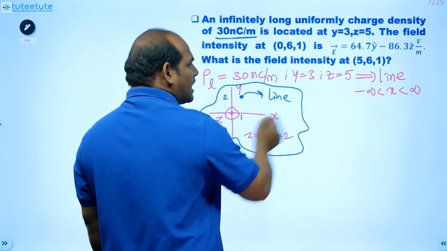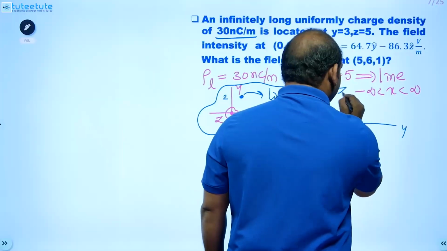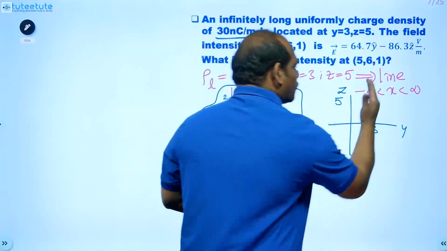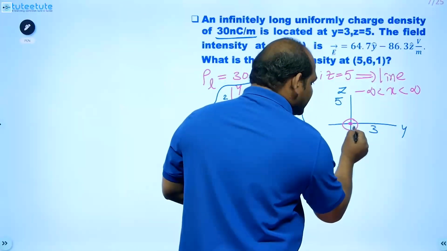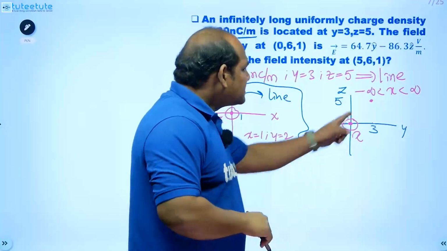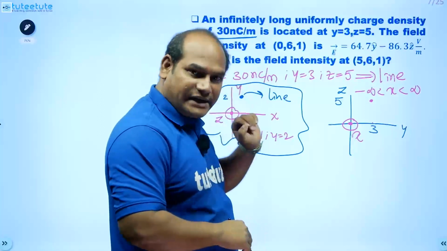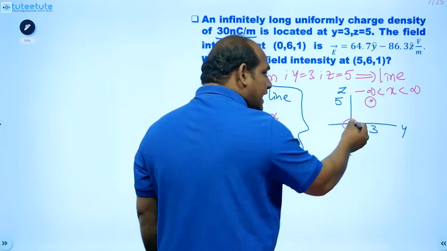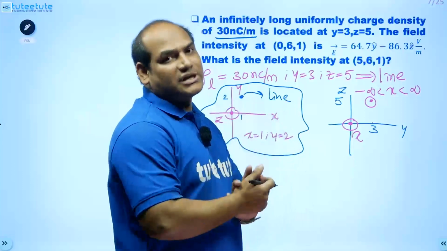Now I am going to draw using these two. So I am taking here the y axis, here the z axis, y is equal to 3, this is z is equal to 5. So y is equal to 3 is this plane, z is equal to 5 is this plane. The x axis here is coming out of the board. So this is nothing but the given line. This given line has the line charge density rho L is equal to 30 nanocoulombs per meter, and this given line is parallel to the x axis. This is the thing you need to understand.